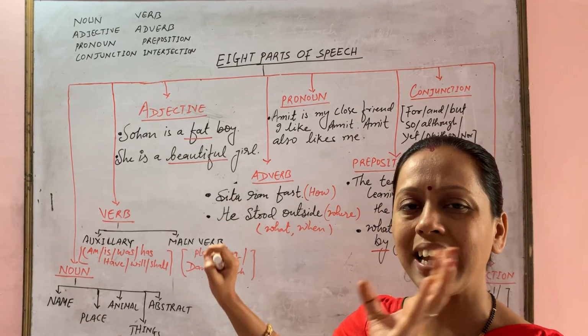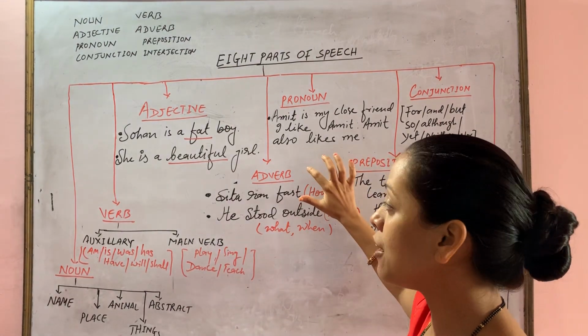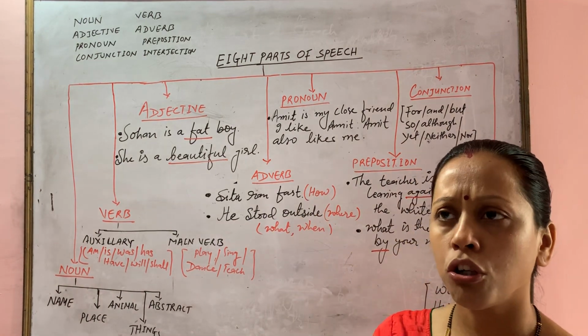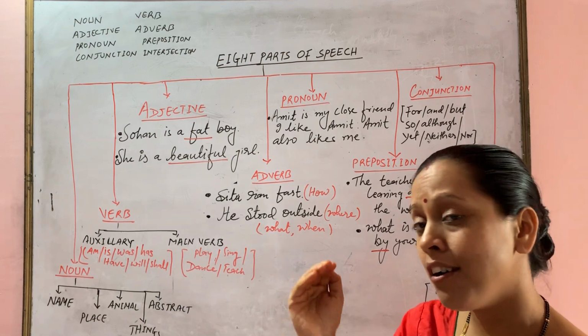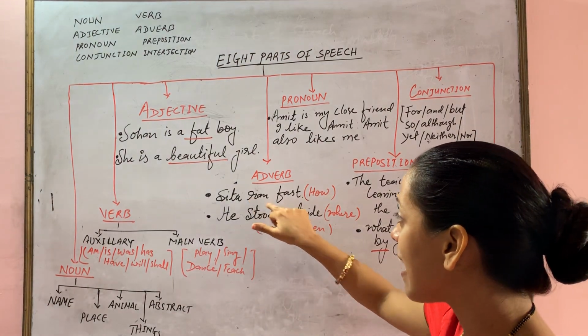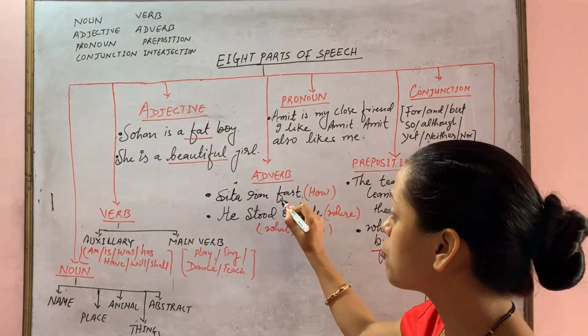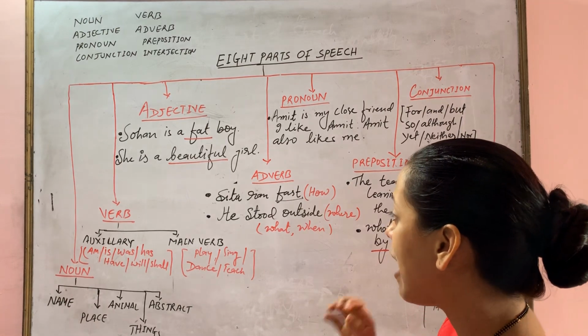Ad plus verb. Anything that is added to the verb is called adverb. Sita ran fast. Now you can question, how was Sita running? Sita ran fast. So over here, how was Sita running? The answer is she was running fast. So this is giving you the example of adverb.